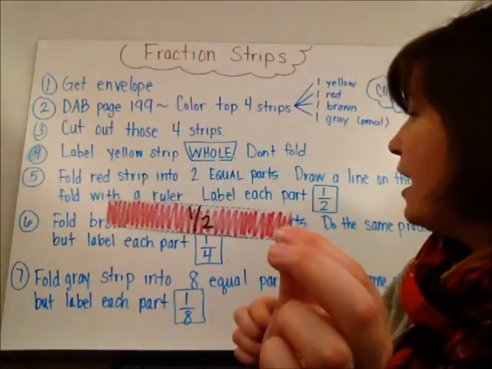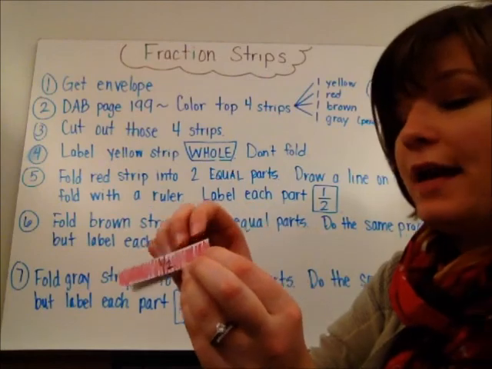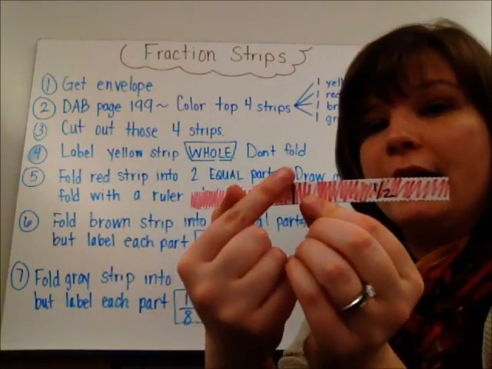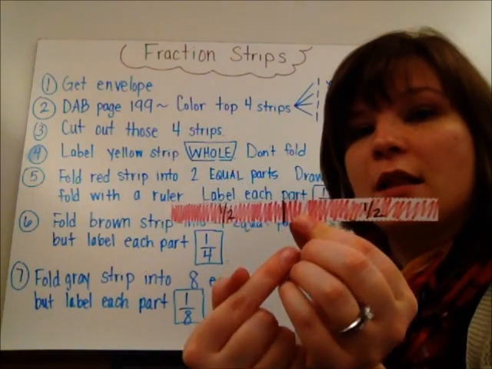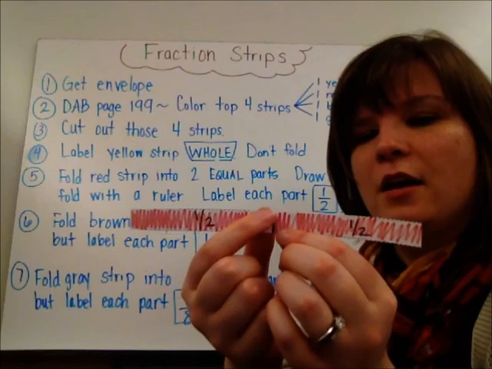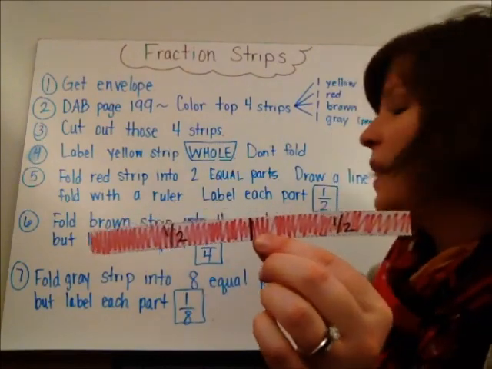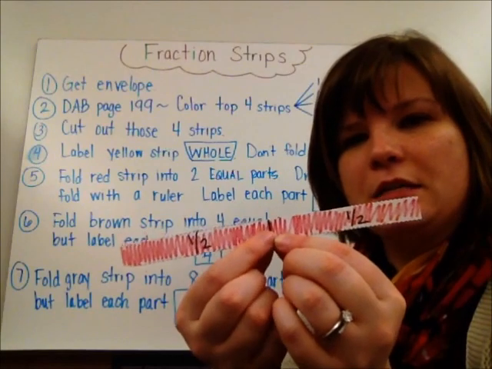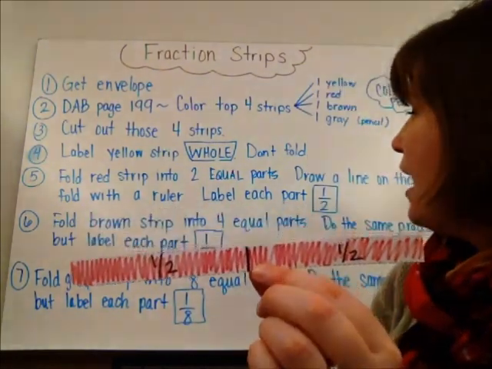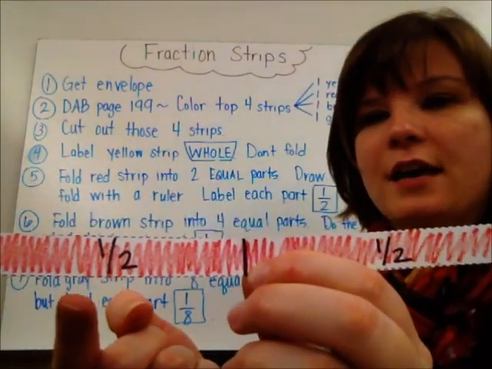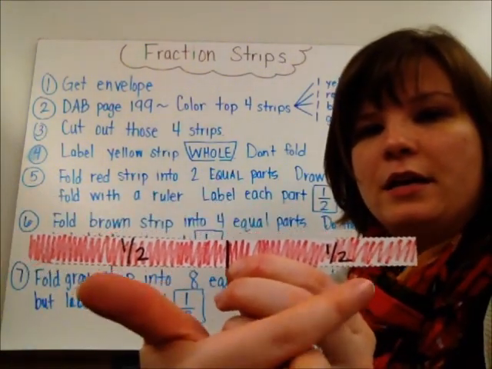Okay, and then you want to draw a line on that nice fold that you just did. You want to take a ruler, line it up, and draw a nice line there. We don't want any squiggly lines, so we want to use a ruler to find that fold and draw that line. And I used marker with mine. You don't have to use marker, but it just makes it easier to see. And then label each part 1/2, and you can see I did that here and here.